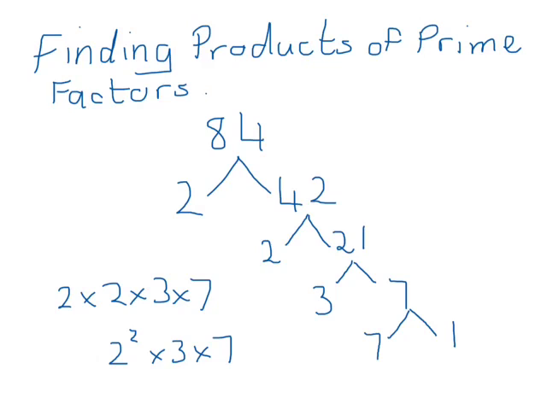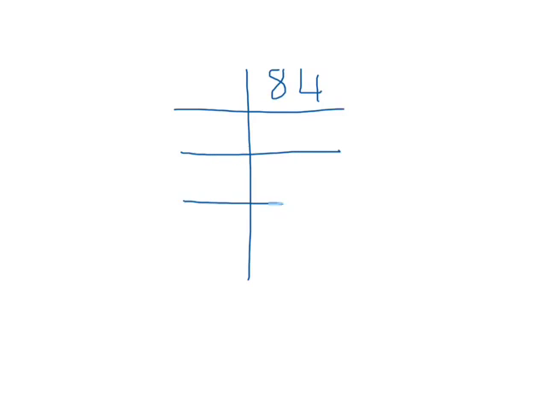Now I'm going to show you how to do the same, but shown as a diagram, a table diagram. So this time we draw a line like that, and we put the 84 on the right hand side. And then I'm going to draw these.